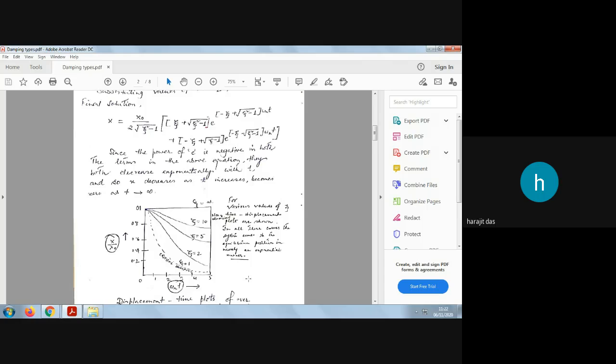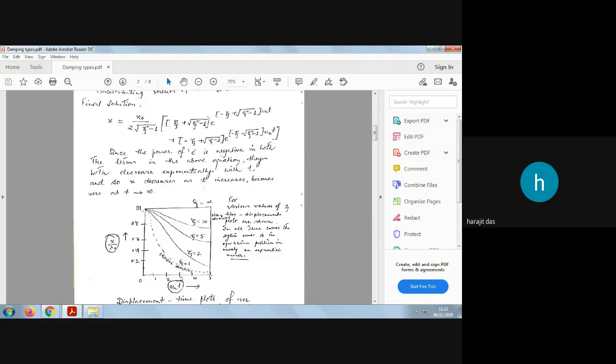So this is the equilibrium line. Here 0 means there will not be any displacement. Here there will be 0.2 unit displacement, and the maximum displacement will be 1, because x naught is the initial displacement. That is why the ratio has a maximum value of 1.